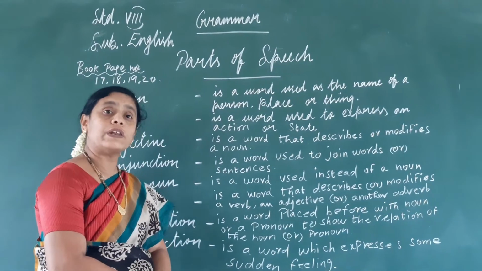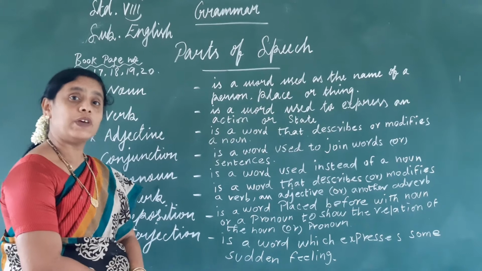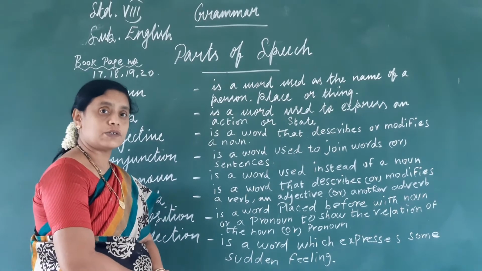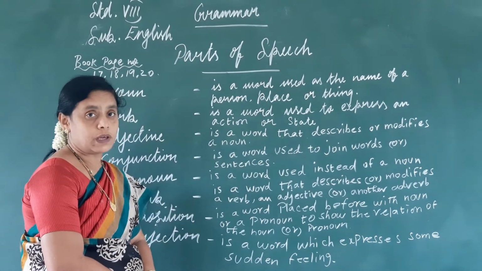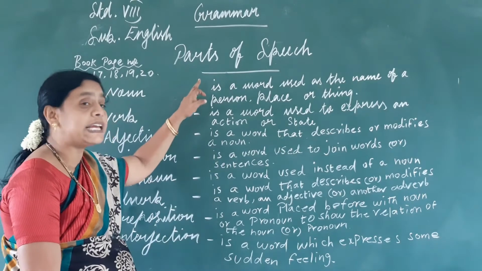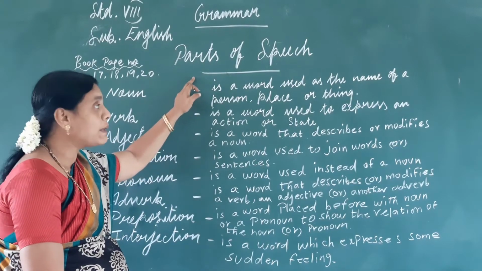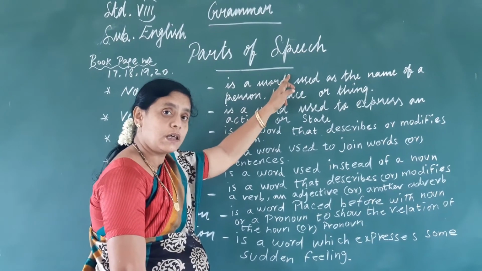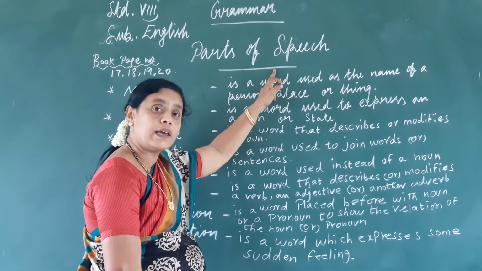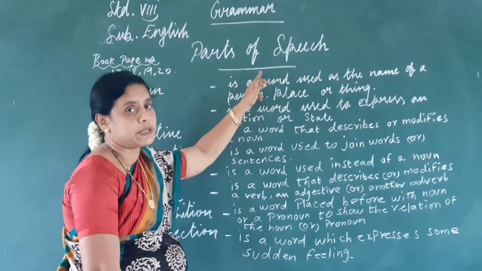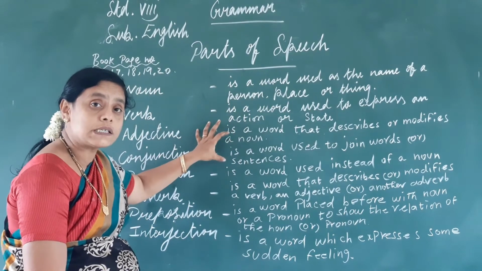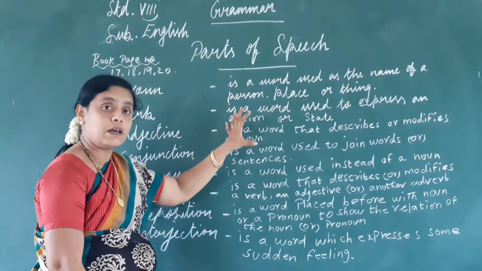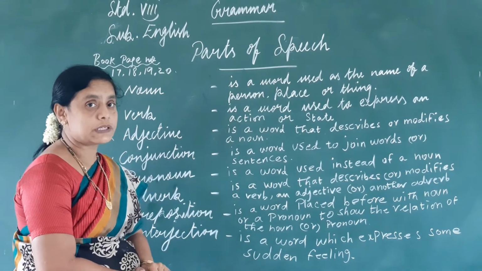Do you know, when we speak to somebody, we need some sentences. In that speech, we need some parts. All the parts are joined together and we make them into one sentence. That way, we converse with somebody. So, what are the parts of speech we need while we are talking with somebody?